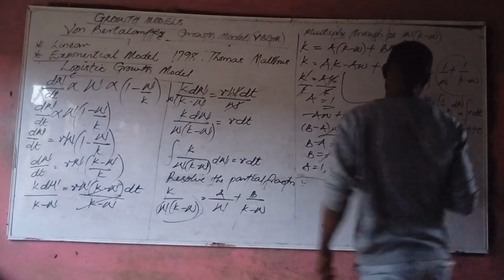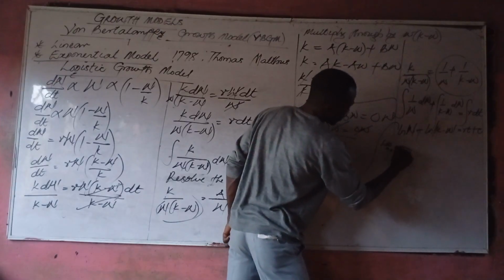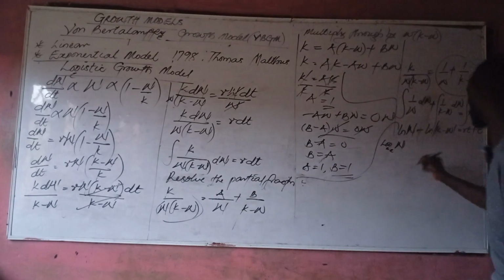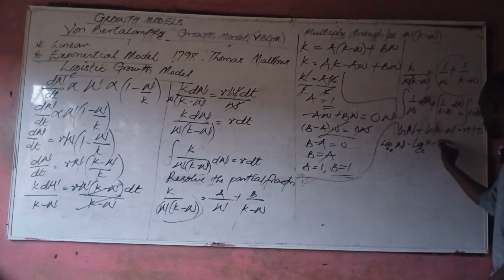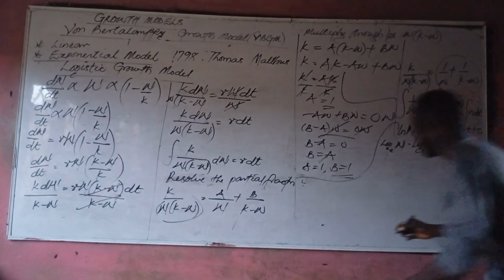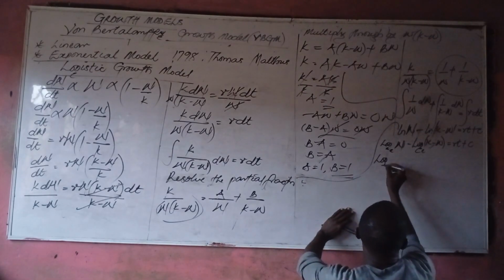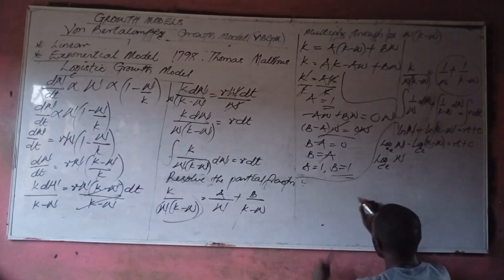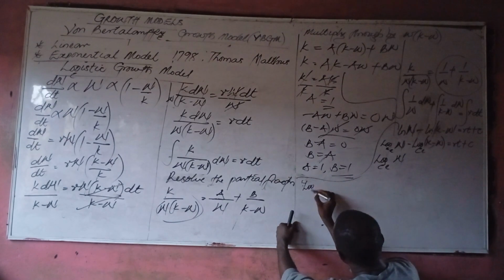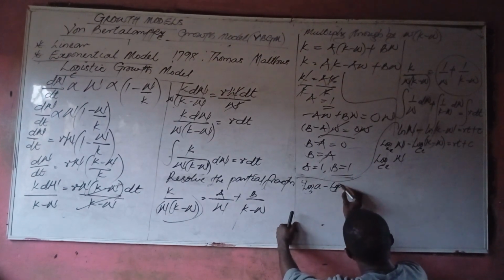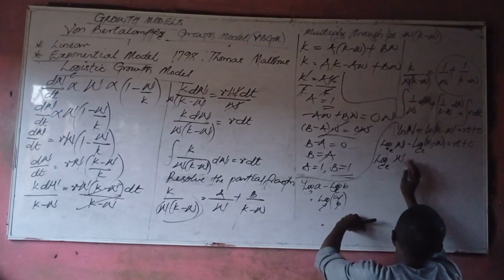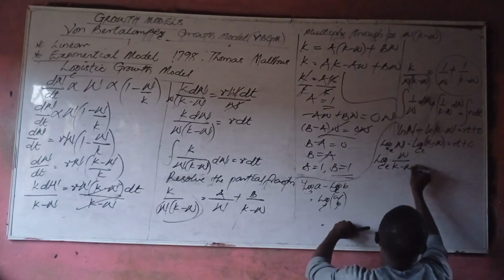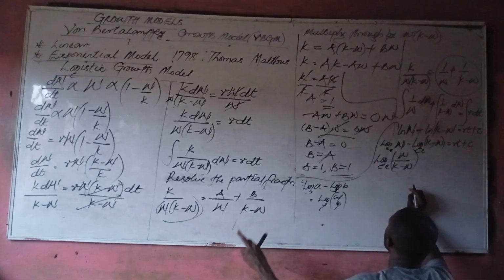So from here, you know therefore that this becomes log to base exponential of W minus log to base exponential of K minus W is equal to RT plus C. So from here, we know that log to base exponential is common. Now, in logarithm, you recall that if we have log A minus log B, it is equal to log of A over B, right? So I'm going to take a fraction of this too, which becomes W over K minus W.